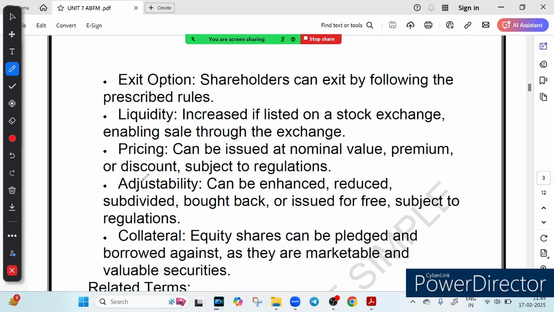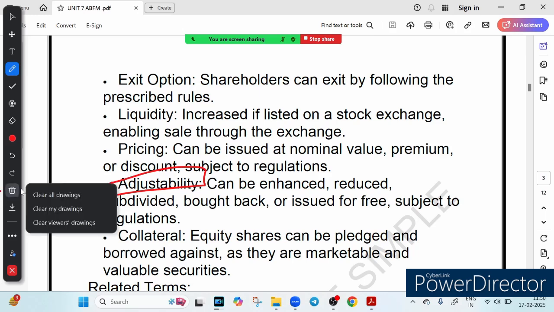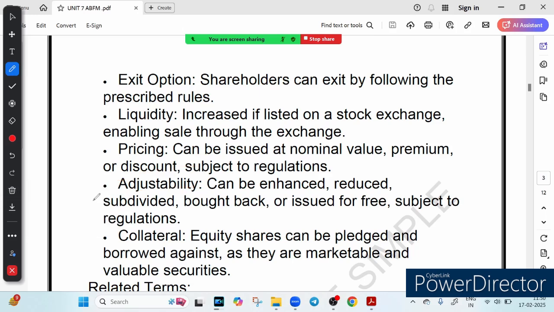And there is something called adjustability, which means flexibility. You know what it means? Equity is not fixed. The company can increase, reduce, split, buy back, or even issue free shares, right? So when I say adjustability, what I mean is flexibility. Equity is not fixed. The company can either increase it or decrease it, or split it, subdivide it, or buy back, or even issue free shares, and they can be issued for free depending on the financial need. This is called adjustability, or we call it flexibility.